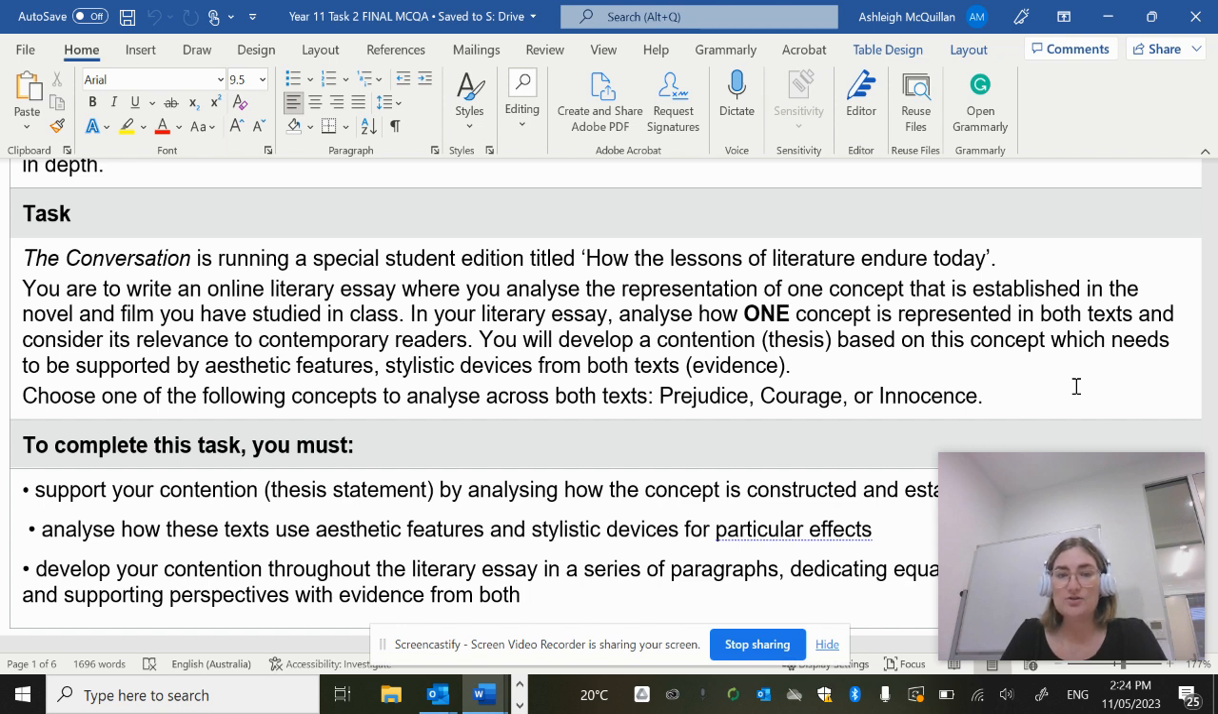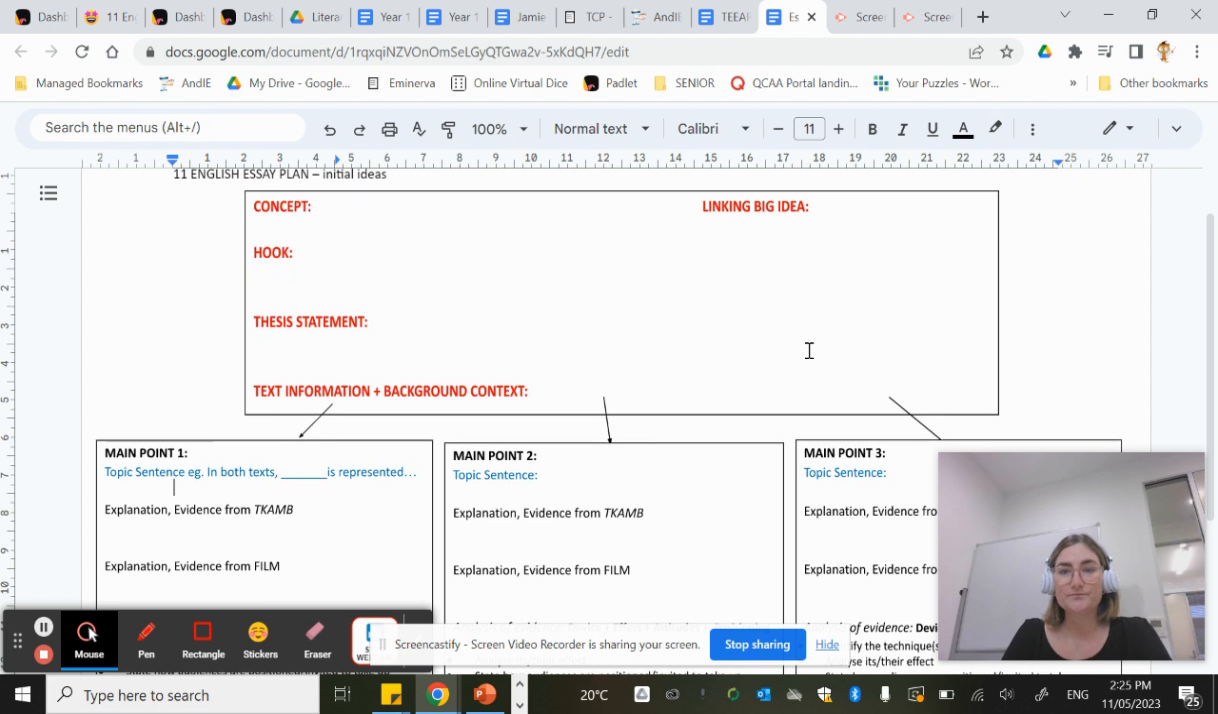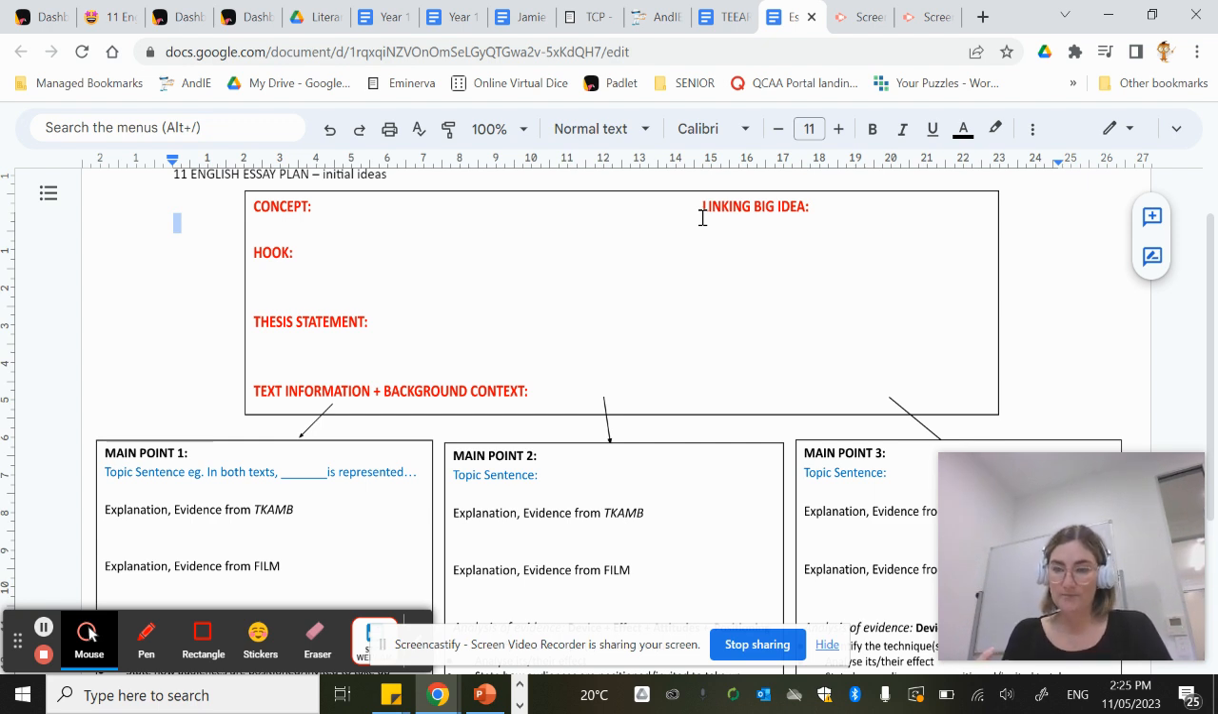So that means that you need to have a perspective about how prejudice, courage, or innocence are represented in both of the texts. Now, in order to do that, you also need to have another linking big idea. So what that means is if you are looking at, say, the concept of courage, you would look at how courage is represented in To Kill a Mockingbird, and you would also look at how courage is represented in your film. For my class, we're doing The Help.